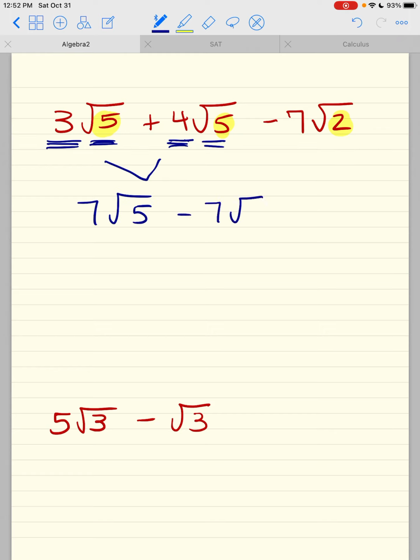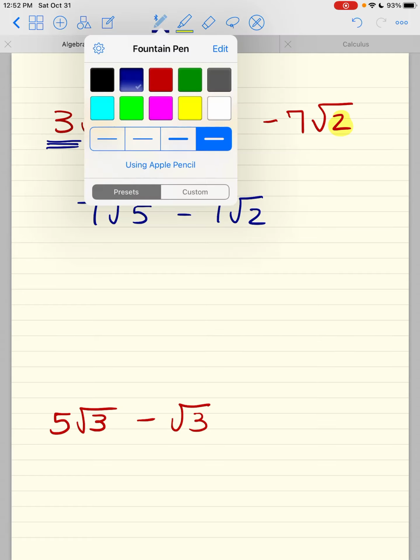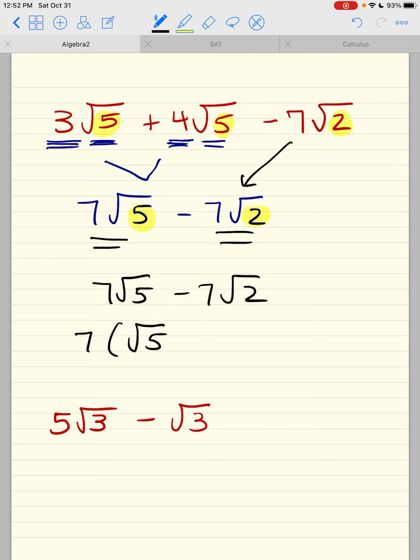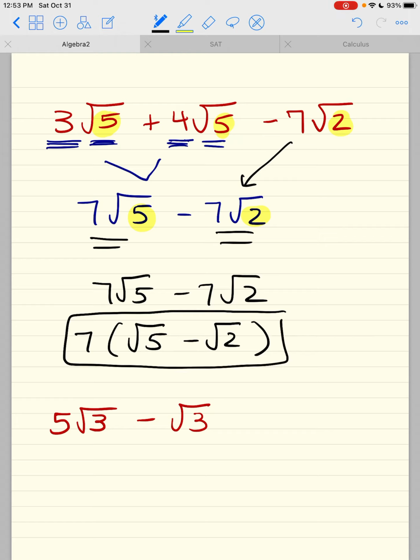minus 7 square root of 2. So I'm just going to bring this one down. Okay. Then I'm going to try to add these, or subtract these rather. And what we notice is that these two numbers don't match. So your final answer is just this. And if you want to be really clever, you can factor out a 7 and have the answer be just like this, but not necessary.